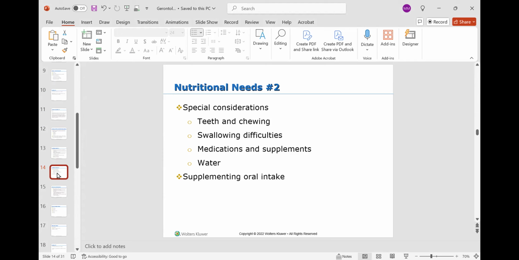Swallowing difficulties, if they've had a stroke, if they've had a TIA, a transient ischemic attack, a mini stroke, sometimes they'll have difficulty swallowing. Sometimes they're on so many medications, polypharmacy, it's called, that it's a job to just take their meds every day. And they take so many pills. Sometimes they're like, I'm just full from all the pills. I don't want to eat anything. And I talked about them not drinking enough water because they're not thirsty.